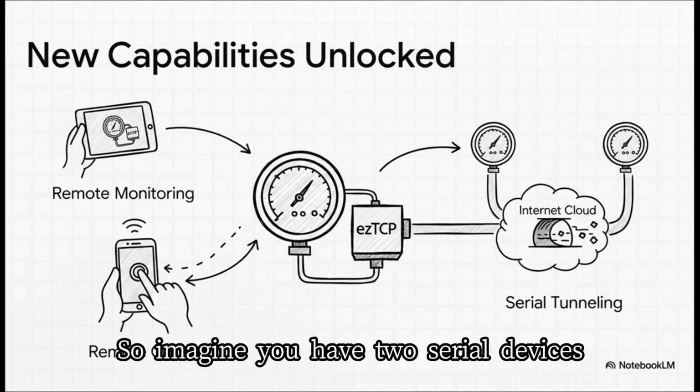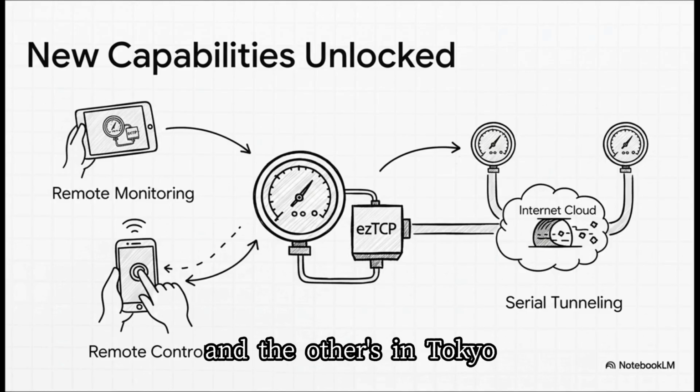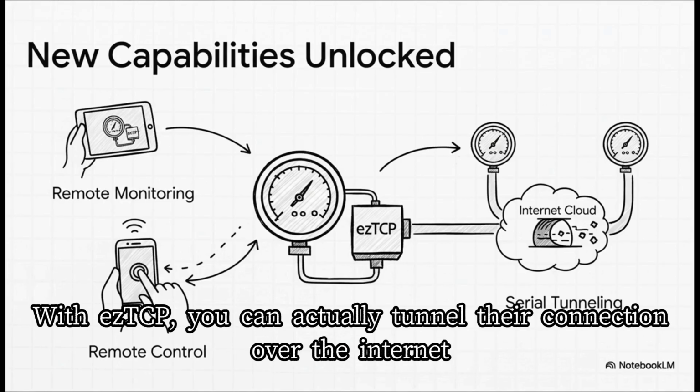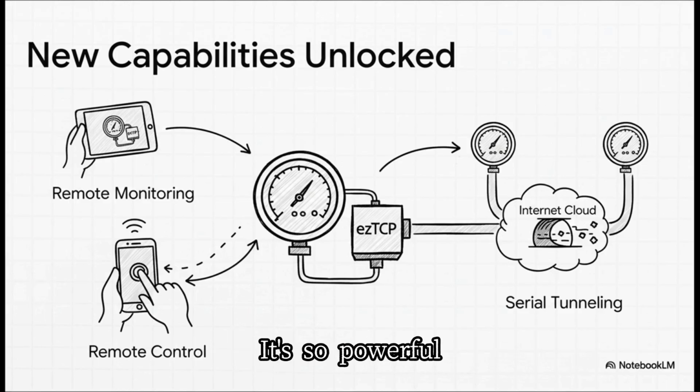So imagine you have two serial devices that need to talk to each other, but one's in London and the other's in Tokyo. With ezTCP, you can actually tunnel their connection over the internet so they think they're connected by one long cable. It's so powerful.